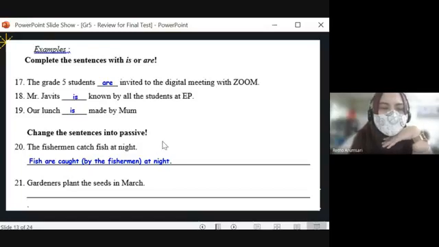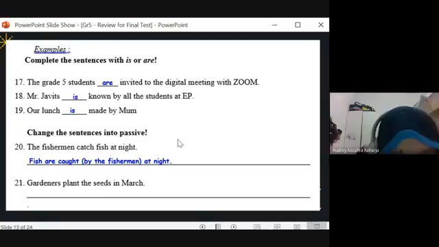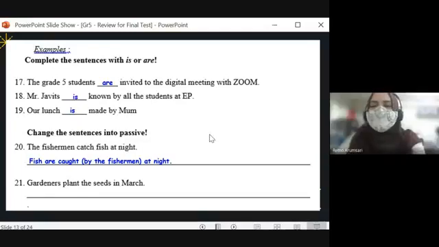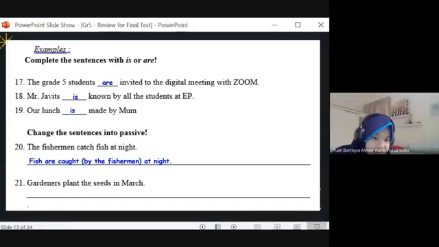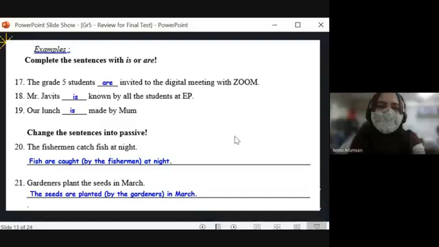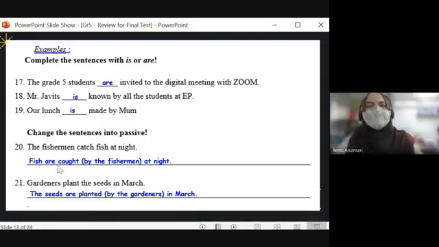All right. Now, number two, what is the object of the sentence? The seeds. Are the seeds only one or more than one? More than one. So, how do we change the seeds into a passive? The seeds are planted by the gardeners in March. Yeah, that's right. The seeds are planted by the gardeners in March.